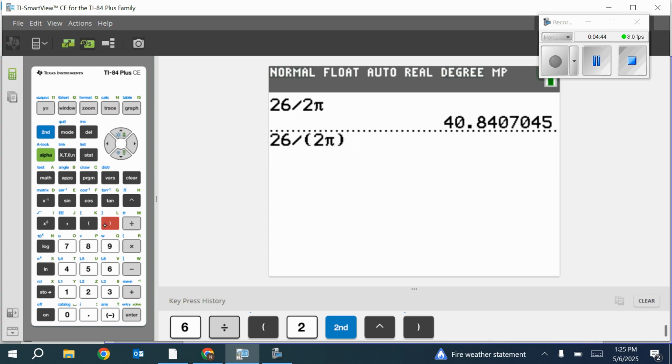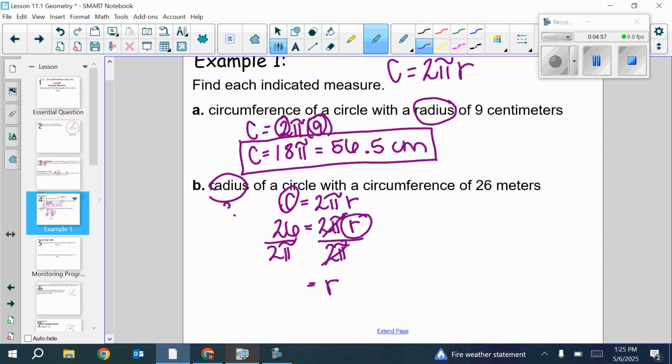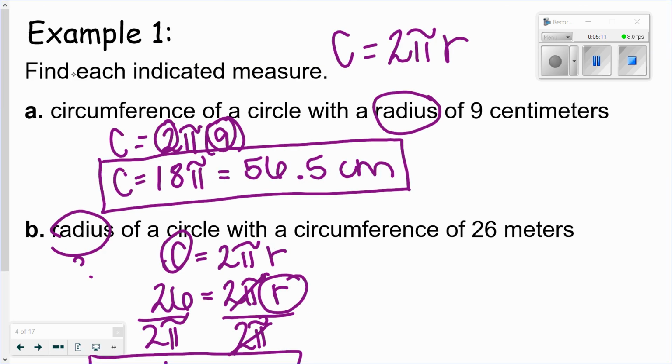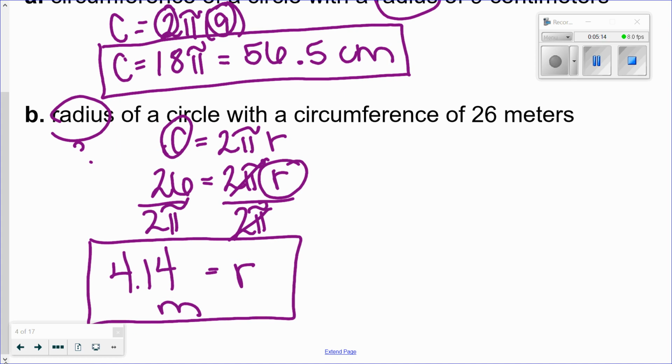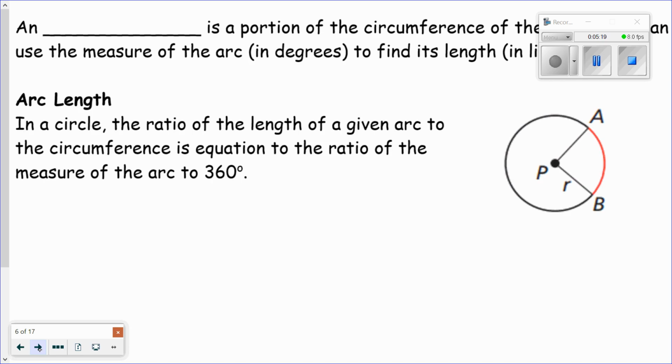This will not be the only time that you see this happen today. If 2 pi is in the denominator, you need to notice the difference between plugging that in your calculator. So it should have been 4.14. So the radius is 4.14, and this was measured in meters. Now we have what is called an arc length.